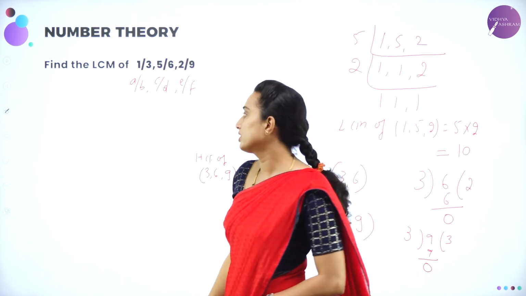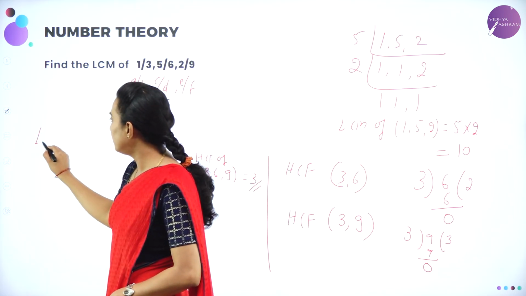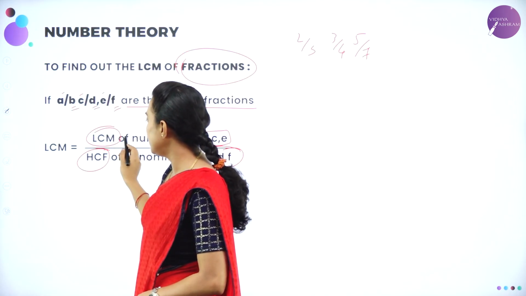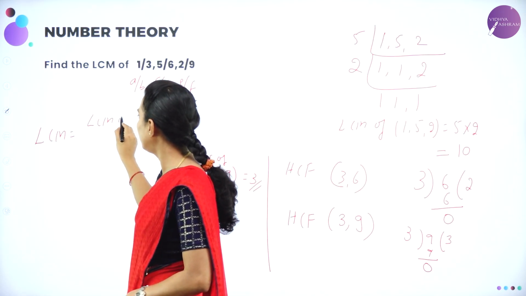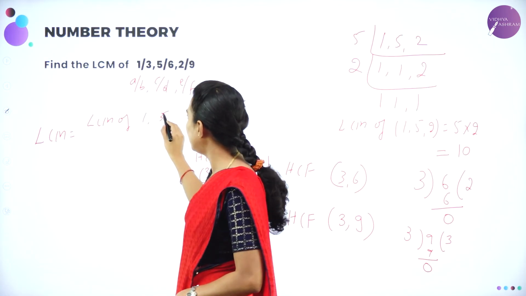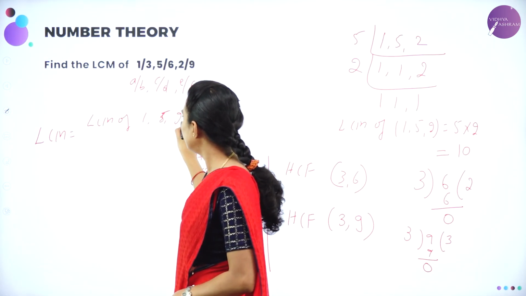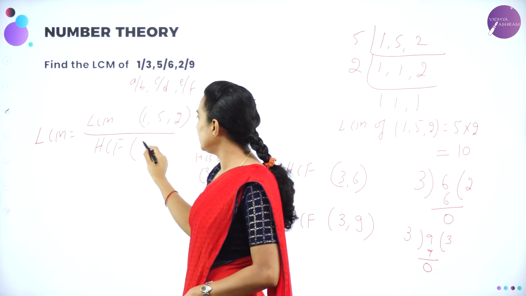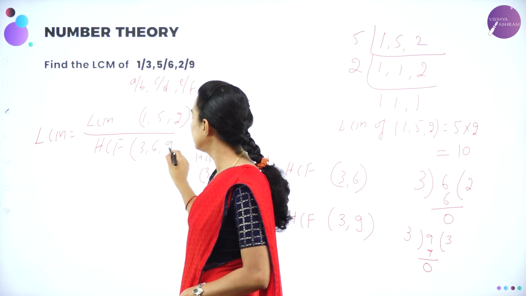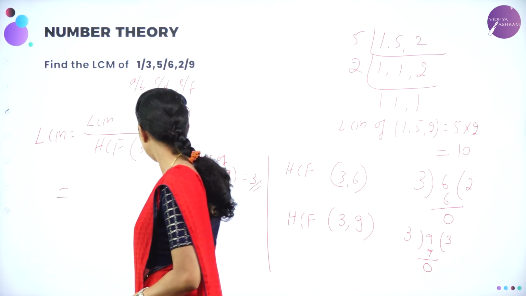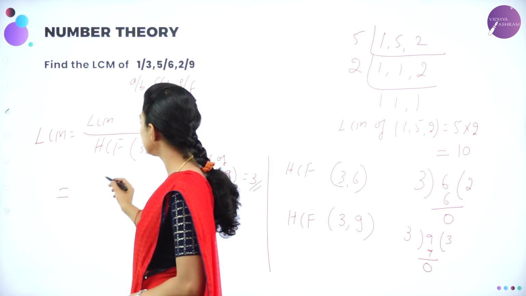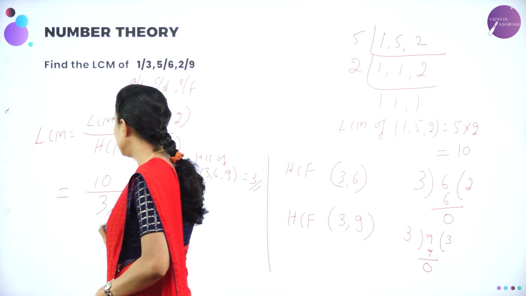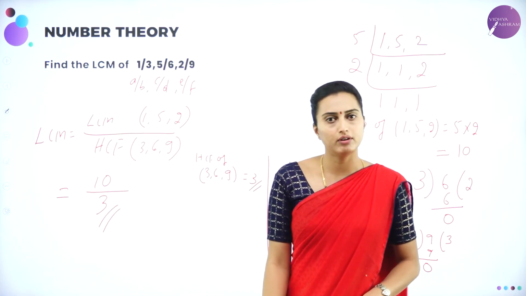Now you need to find the LCM of the fractions. What is the formula? LCM is equal to the LCM of 1, 5 and 2 divided by the HCF of 3, 6, 9. So you write what we have found: the LCM is 10, divided by the HCF of 3, 6, 9, which is 3. This is your answer. Got it? Now you know how to find it.